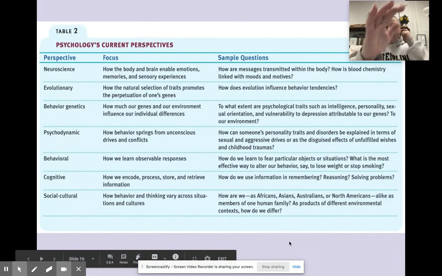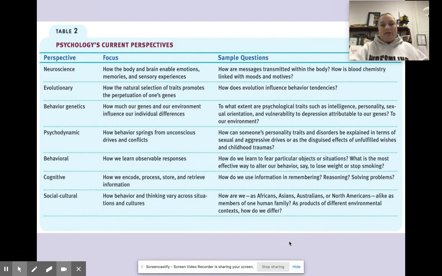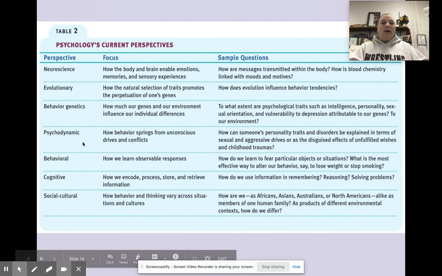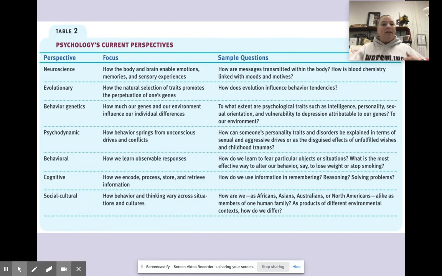Here are just the 7 approaches and some sample questions that they might ask. Like neuroscience: how are messages transmitted within the body? How is blood chemistry linked with moods and motives? Evolutionary theory: how does evolution influence behavior tendencies? Behavior genetics: to what extent are psychological traits like intelligence, personality, sexual orientation, and vulnerability to depression attributed to our genes? Is depression something we carry on from generation to generation? How about to our environment?